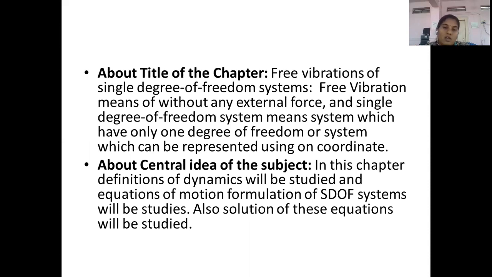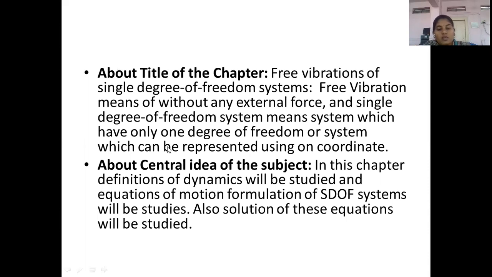So that is the meaning of free vibration of single degree of freedom system. Free vibration म्हणजे काय? A system getting vibrated without applying any external force is nothing but free vibration. And the SDOF system is a system which will be represented by using only one coordinate. Now I hope all of you have understood what the name of this chapter means.